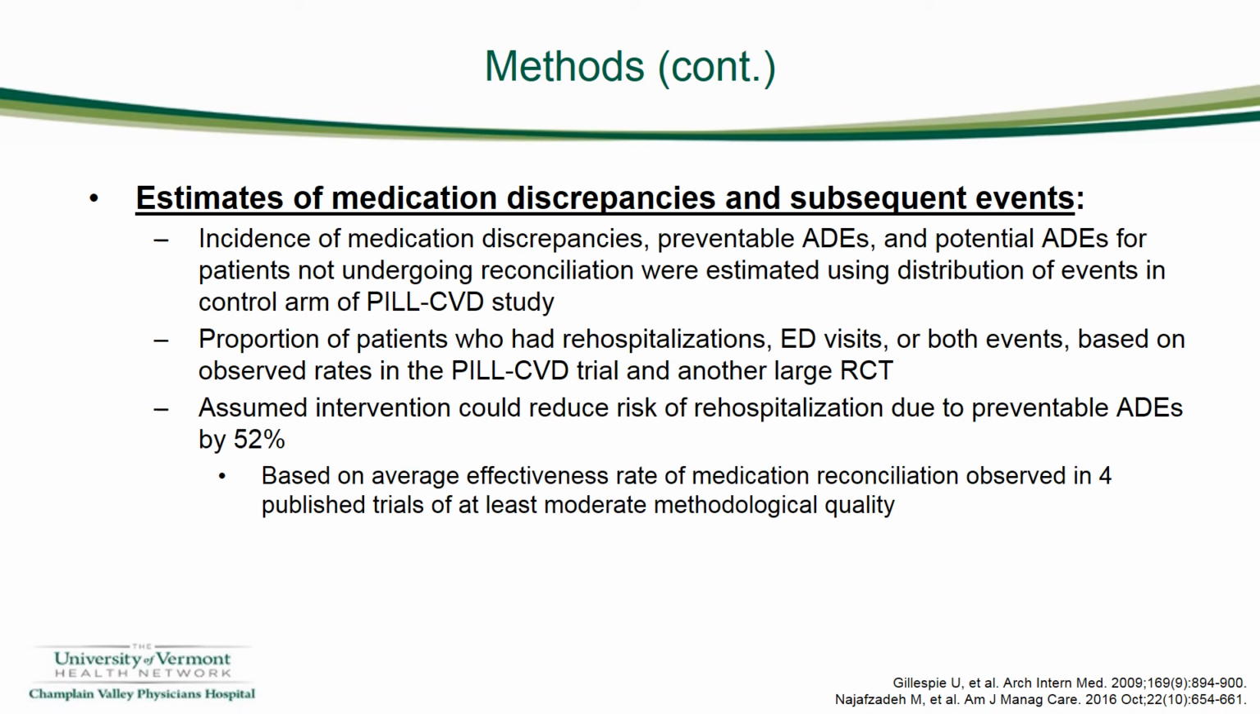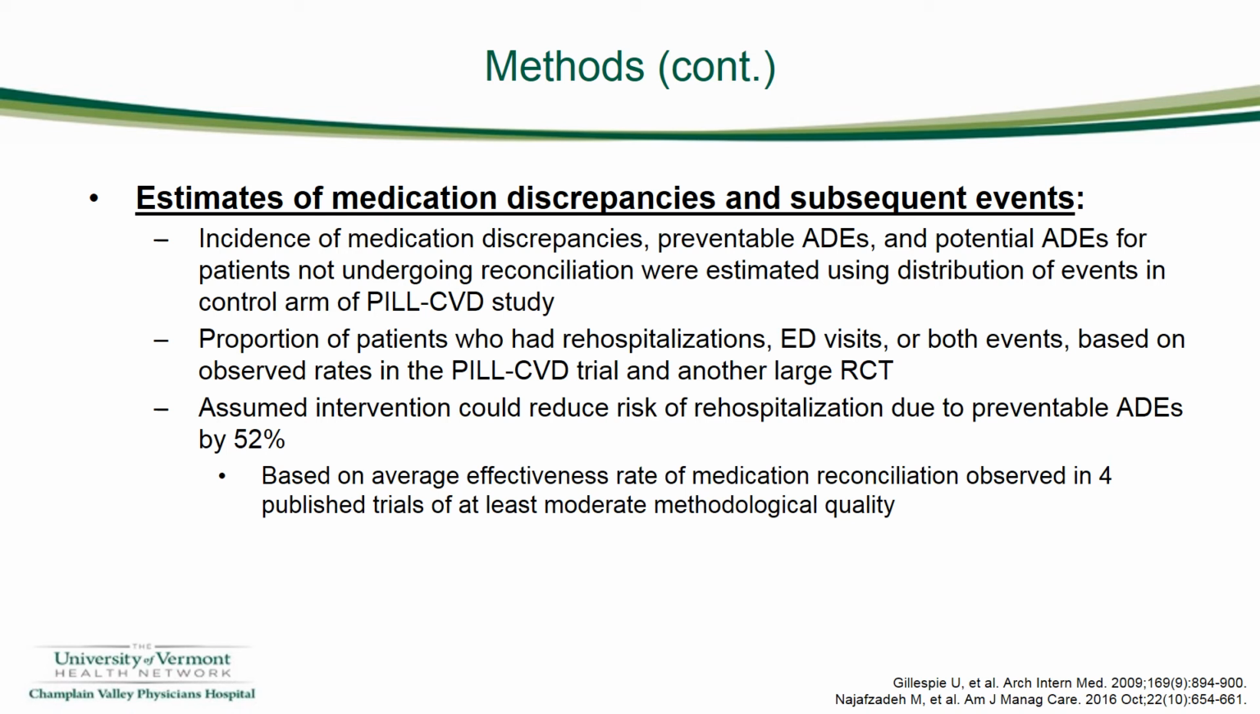In order to estimate medication discrepancies and subsequent events, the incidence of medication discrepancies, preventable ADEs, and potential ADEs for patients not undergoing reconciliation, so the non-intervention group, were estimated using the actual distribution of these events in the control arm of the pill CBD study. So for those patients who did not undergo any intervention, they looked at the specific rates of these events in order to estimate that in this study and determine the cost off of that.